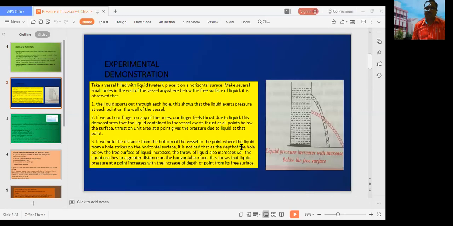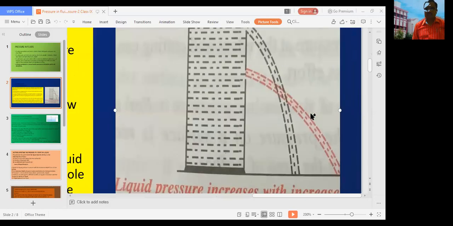In the experimental demonstration, take a vessel filled with a liquid, say water, placed on a horizontal surface. Make several small holes in the walls of the vessel, anywhere below the free surface of the liquid. It is observed that the liquid spurts out through each hole like this. Let us see the diagram which explains this experimental demonstration.